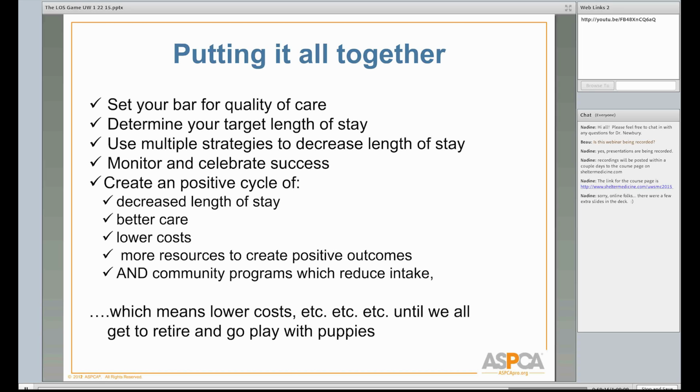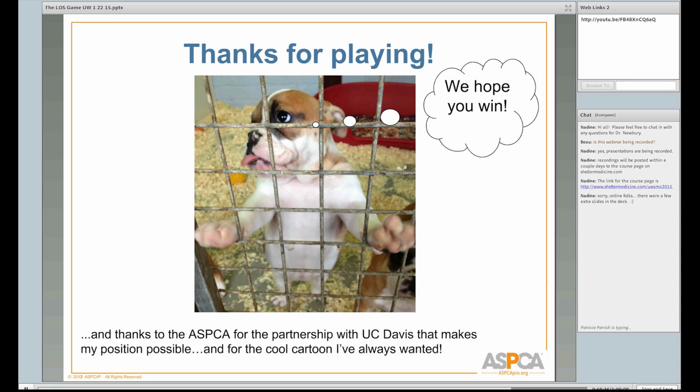Monitor and celebrate your success. Create that positive cycle, because that positive cycle will create more positive outcomes and more community programs that can help reduce intake. And that all goes back into our positive cycle until we all go retire and play with puppies. We hope that shelters win all the time.